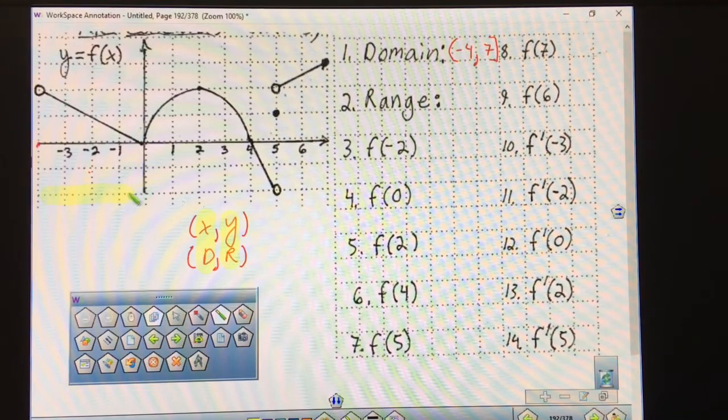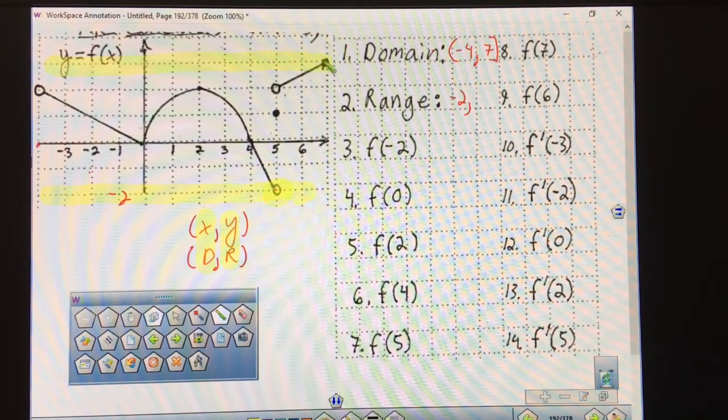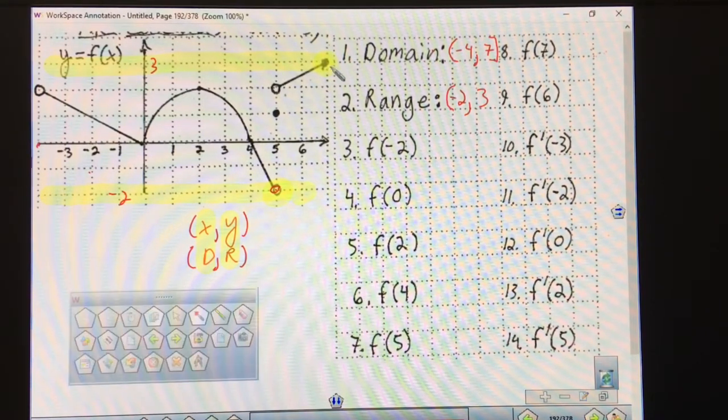So the lowest y value on this graph is right here, and that y value is negative 2. Then the highest y value is up here, and that high y value is 3. So the range goes from negative 2 to 3, open circle at the negative 2 y value, so that's a parenthesis. Closed circle at the positive 3, and that's a bracket.